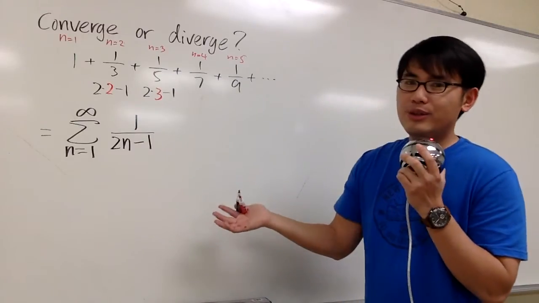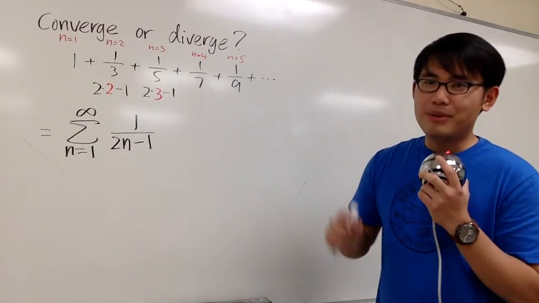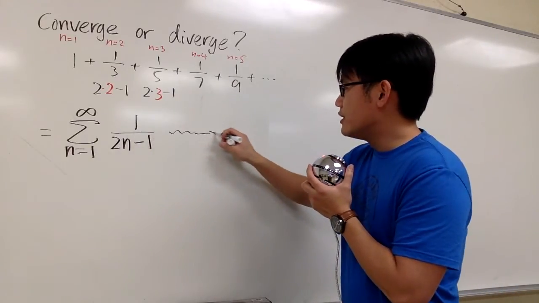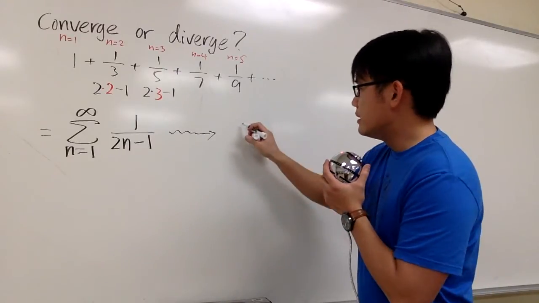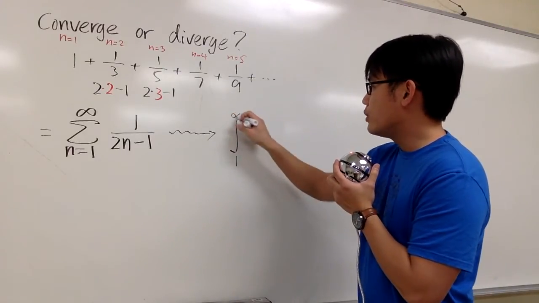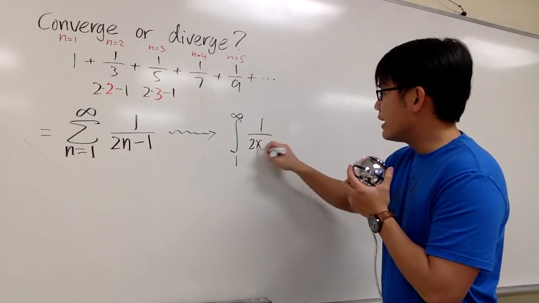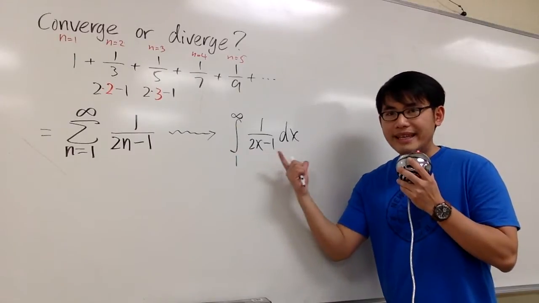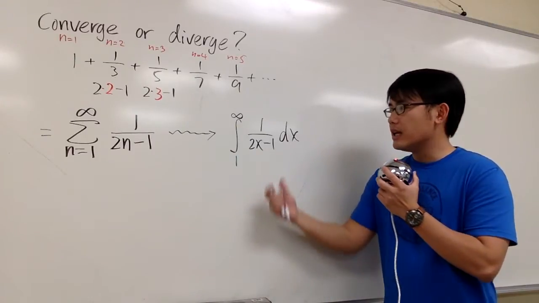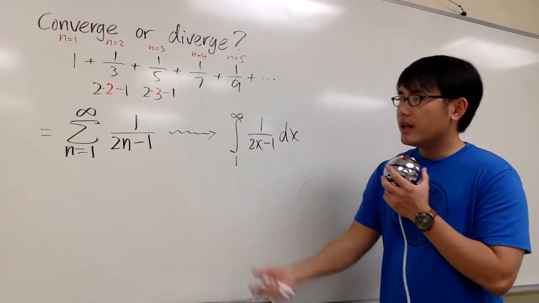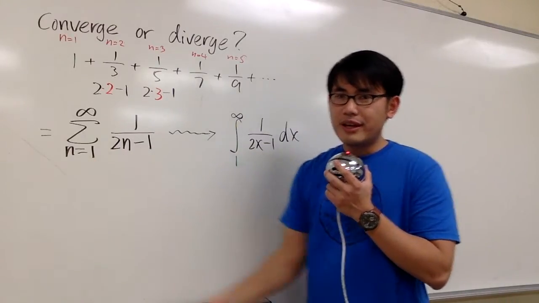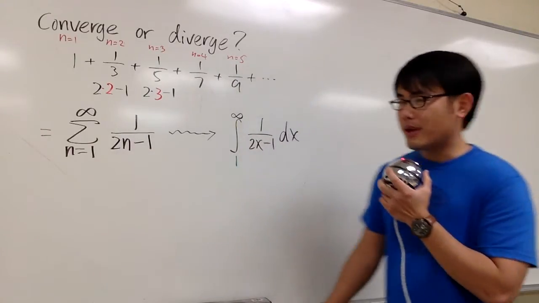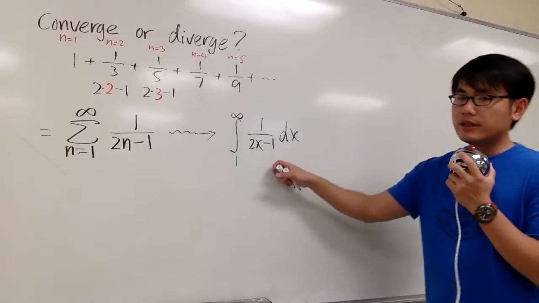And at the moment, we cannot really do any comparison test, but we can do integral test. So I'm going to take this and change this to an integral. This is going to be looked at as the integral from 1 to infinity of 1 over 2x minus 1 dx. And what we're doing is, we are trying to use the integral test. And the connection is that if this improper integral converges, this infinite series also converges. And if this improper integral diverges, this series also diverges. Okay? So let's just focus on how to integrate this.